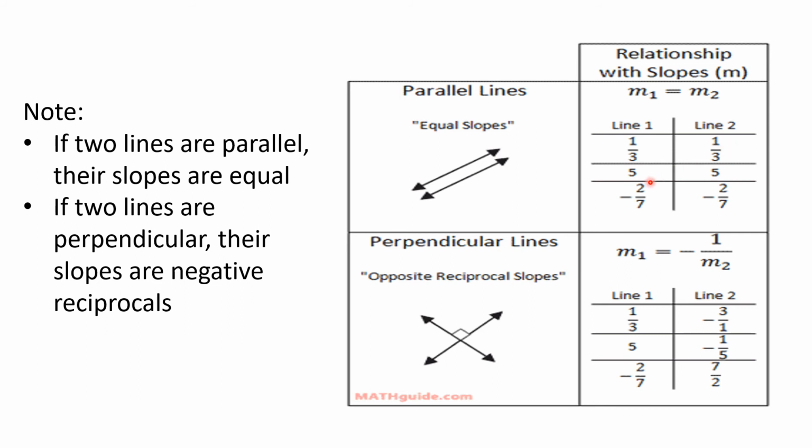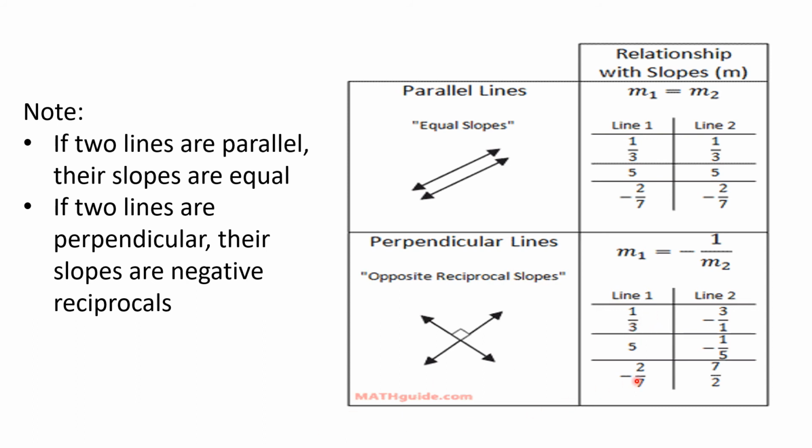So, if given line 1, its slope is 5, then the slope of line 2 is 5. So, their slopes should be equal. For perpendicular lines naman, the slope is the opposite or the negative reciprocal. So, if line 1's slope is 1/3, what is the reciprocal of 1/3?